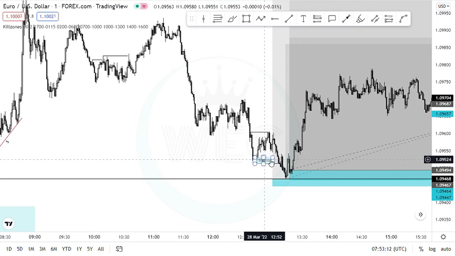I think you guys should know that session timings has changed. Initially London was starting at 8, now it's starting at 7, right? And then initially New York was starting at 2 p.m., now it's starting at 1 p.m. So you should know those changes in times right now.